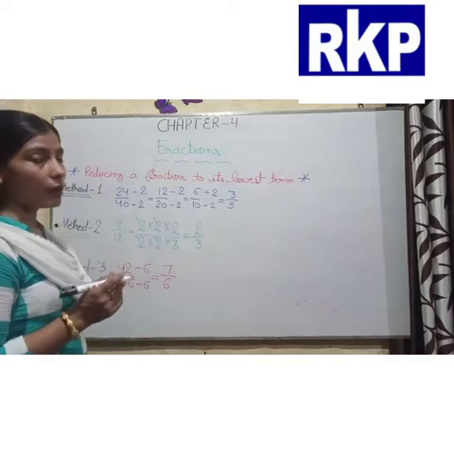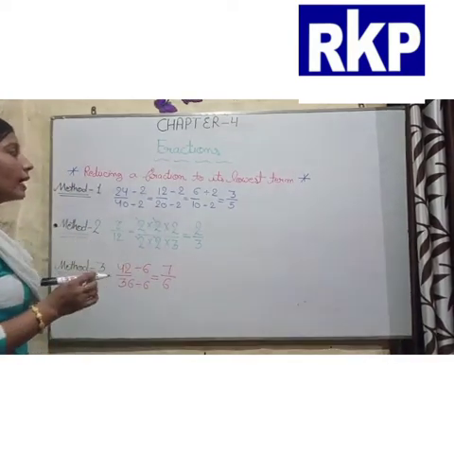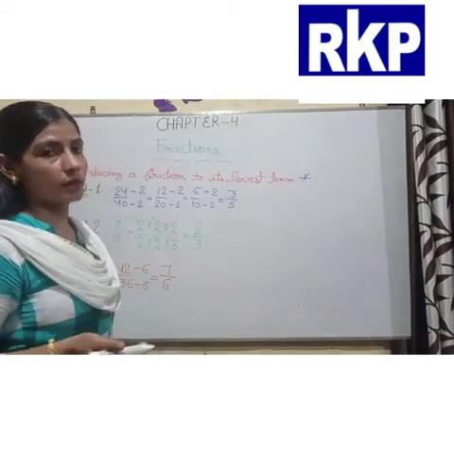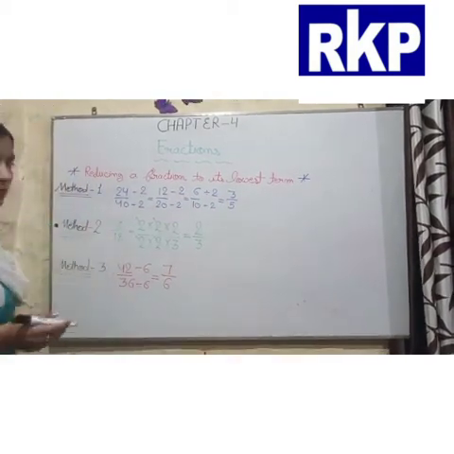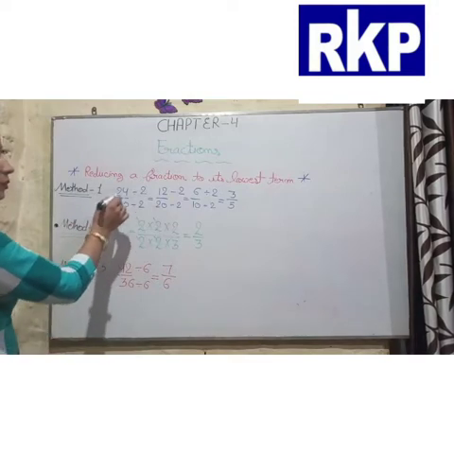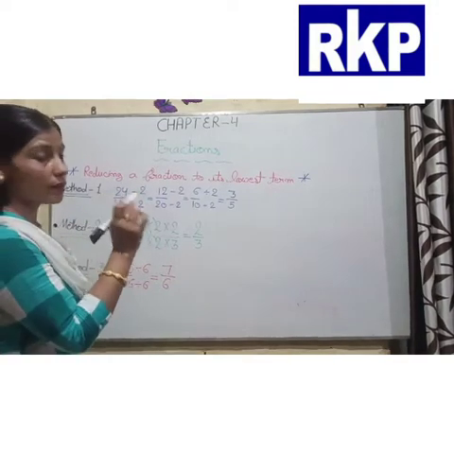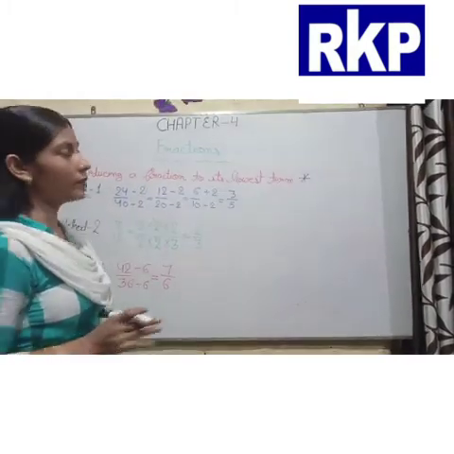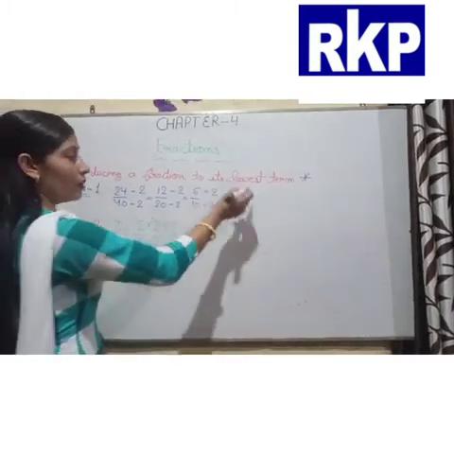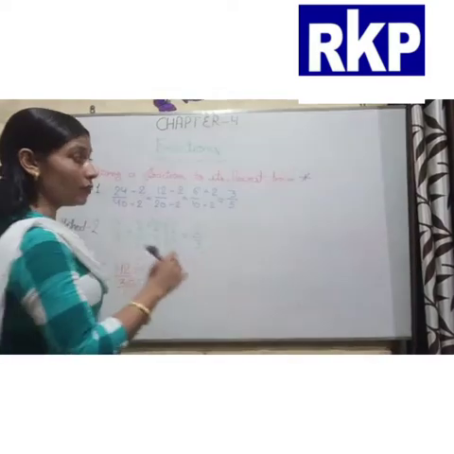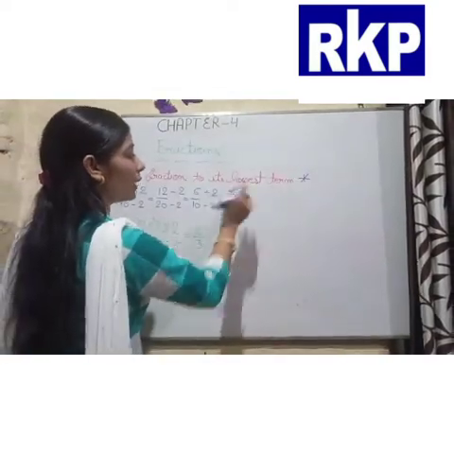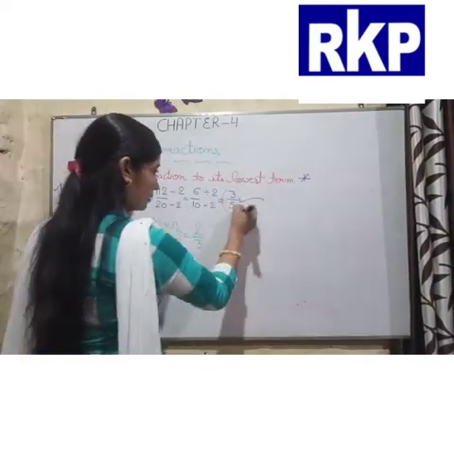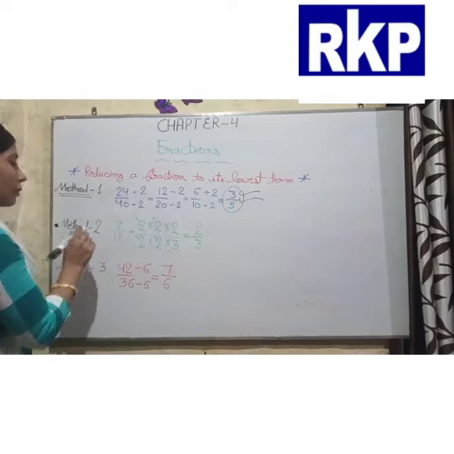Students, now we have discussed how we can reduce a fraction to its lowest term by these three methods. In the first method, we divide the numerator and denominator by their common factors, and at last we will get a fraction in which there is no common factor other than 1. That will be the answer.